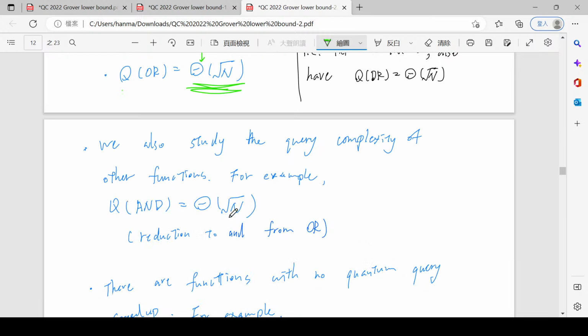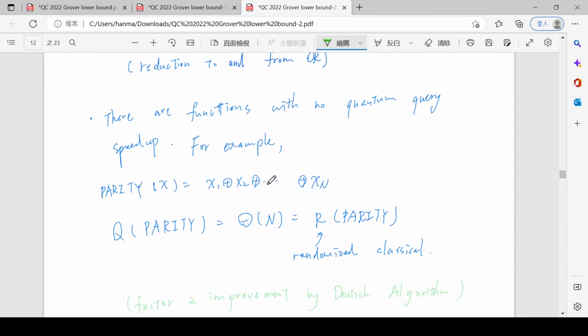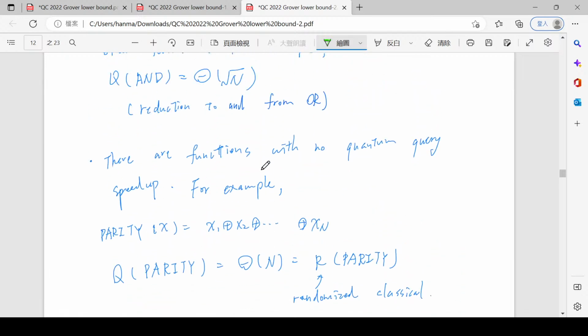So that's also a quadratic speedup over the classical algorithm. Remember, the classical randomized query complexity, called R, for OR is Theta of n. You can pretty easily show that yourself. Okay, so that's a quadratic speedup. Then you start asking yourself, can everything have this kind of quadratic speedup when you run a quantum algorithm? And the answer is no. Well, I guess not really no, but almost no.